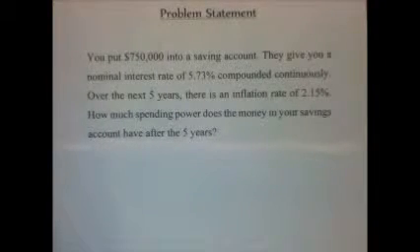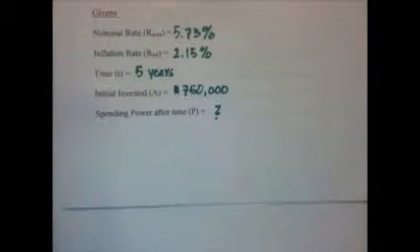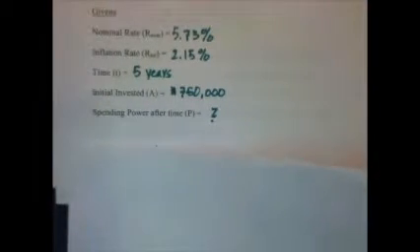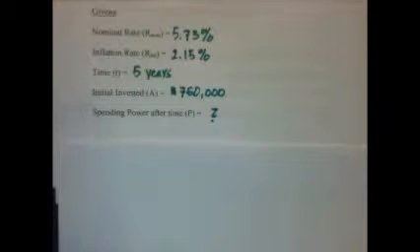So we have our givens: the nominal interest rate is 5.73%. The inflation rate is 2.15%. The time period is 5 years. Your initial investment is $750,000, and you're solving for the spending power after the time of 5 years.